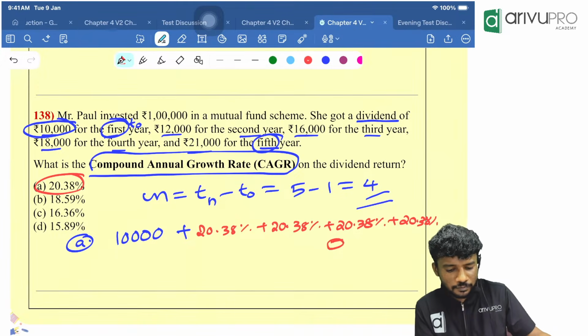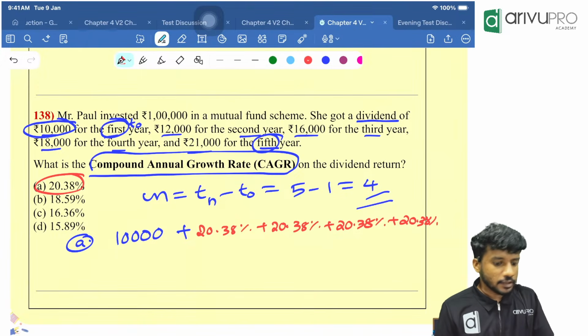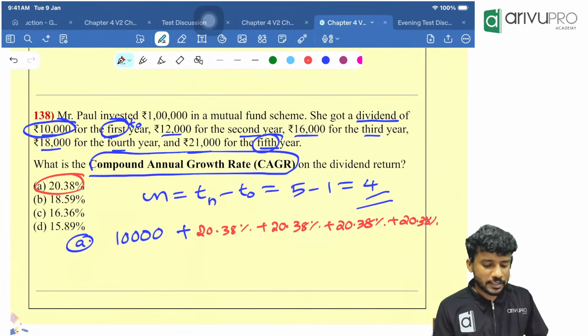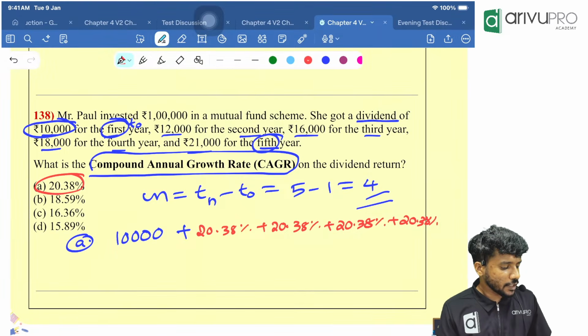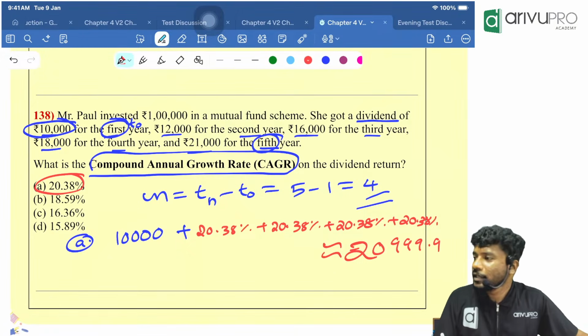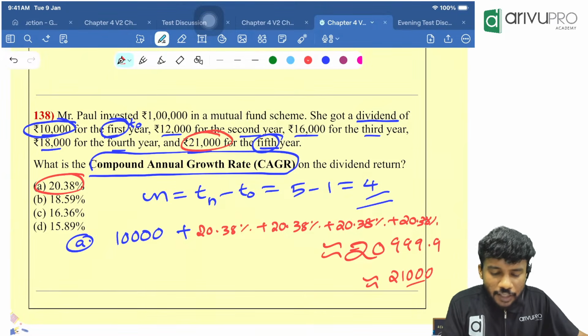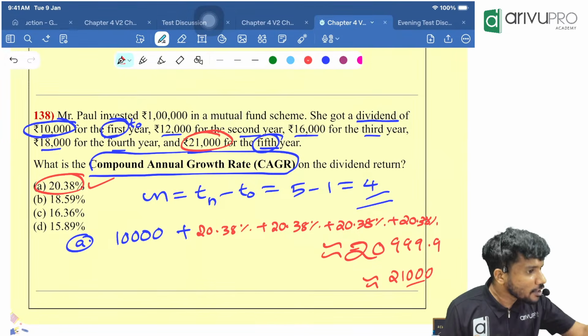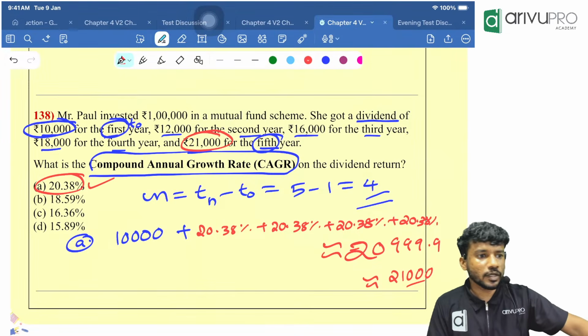Take your calculator. Type 10,000 plus option A, 20.38 percentage the first time, second time, third time and fourth time. How much did you get? You got 20,999.9. Can I approximate that as 21,000? Yes, that is our required value in the fifth year. So which option is the correct answer? Option A.